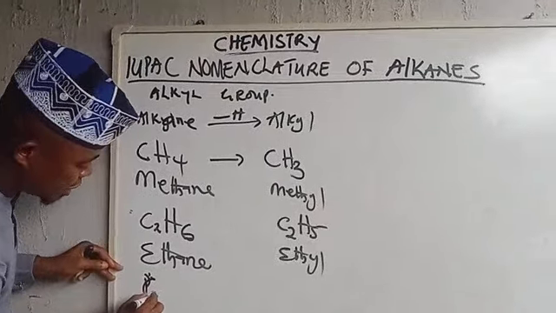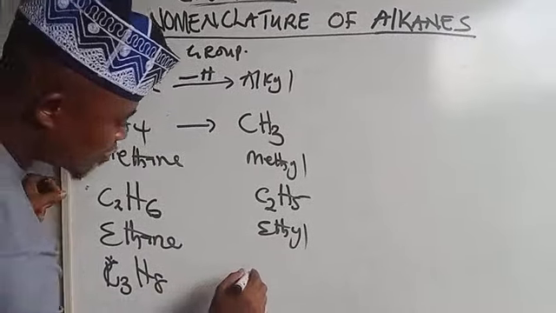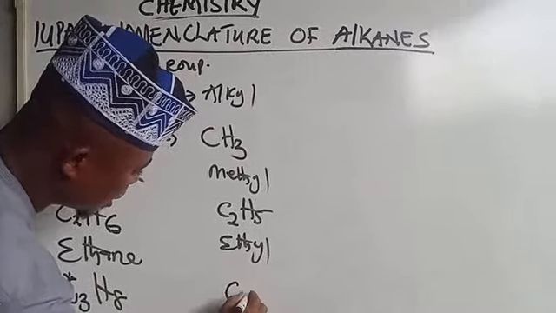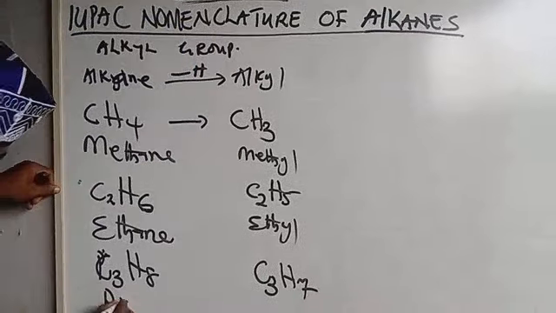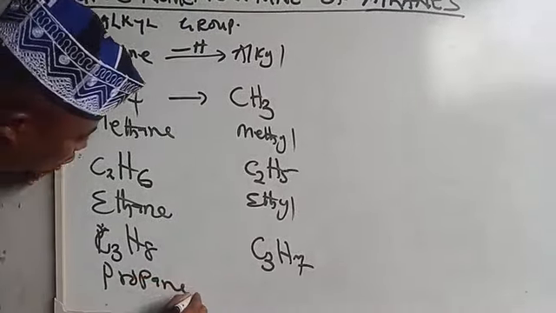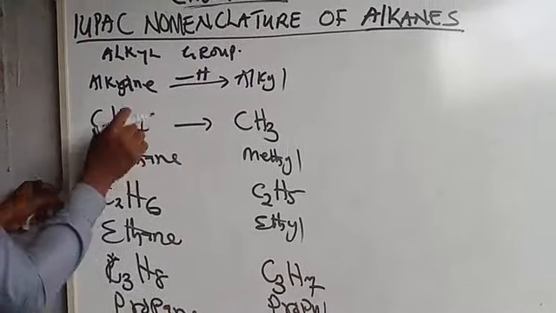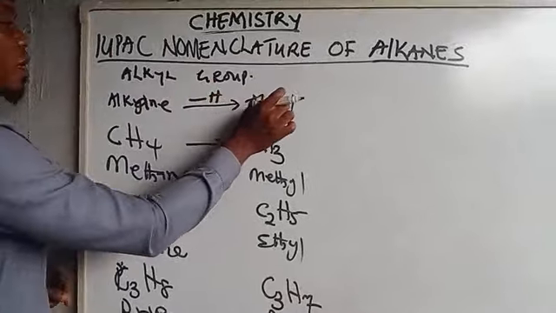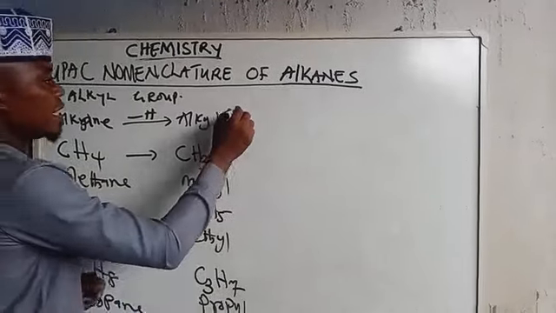Then you have your propane, C3H8. If it loses one hydrogen, it becomes C3H7. So this is propane, and this is what? Propyl. So when an alkane loses a hydrogen atom, it becomes what? An alkyl group.